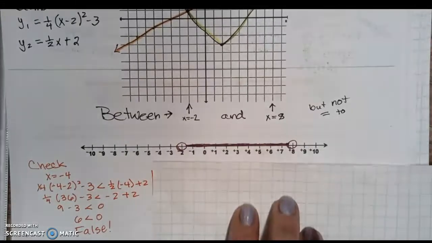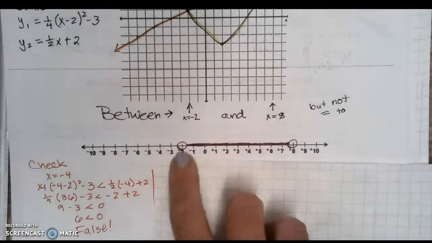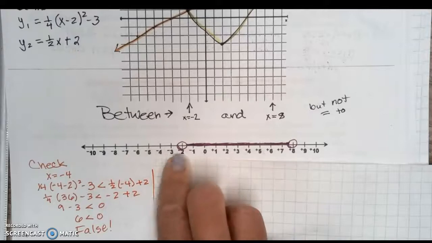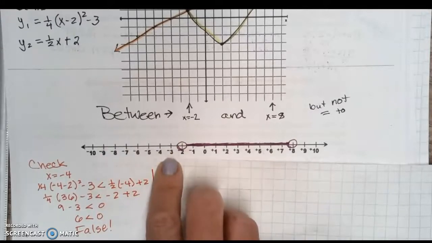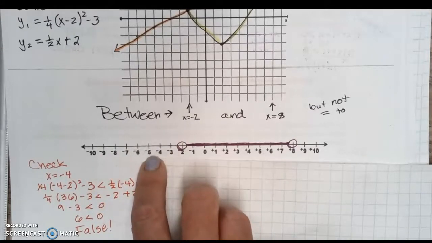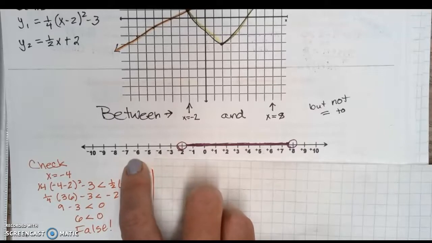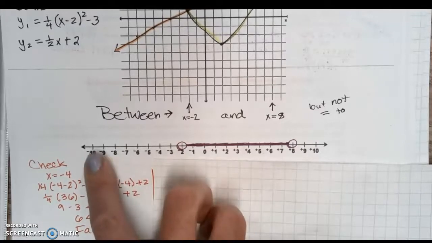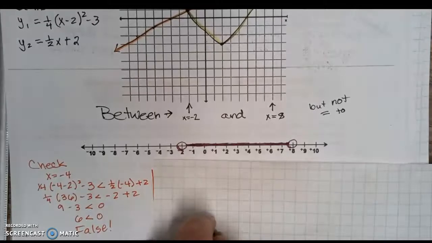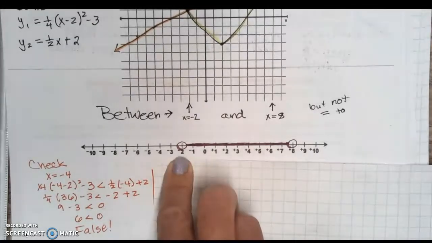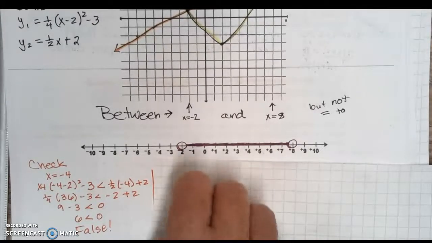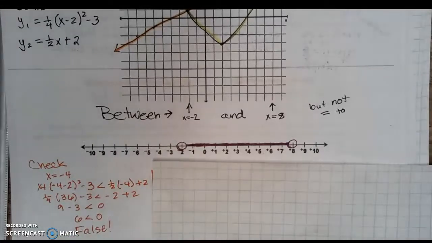All right? So let's check our points. So to the left of this point, you could try any of these numbers. You could try -3, you could try -4, you could try -5, you could try -100. You could try anything to the left of the -2. So I just randomly picked -4, okay? I didn't pick it for any special reason, just that it was to the left of -2, okay?